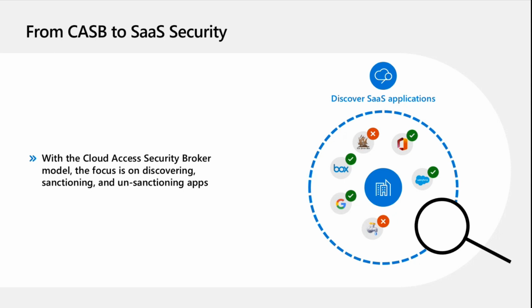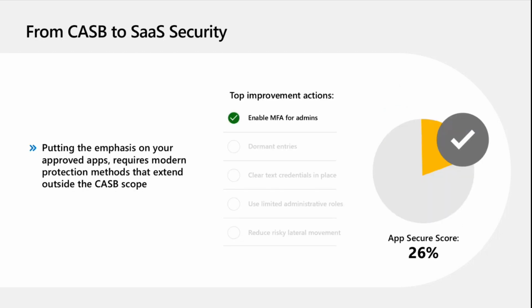All right. So, we're not saying that Defender for Cloud Apps is not a CASB anymore, because being a CASB is a fundamental value prop for Defender for Cloud Apps. With the Cloud App Security Broker model, one of the things is discovering the apps, sanctioning the apps, and unsanctioning the apps, which we are able to do with ease. So we are able to do all what a normal traditional CASB would do.